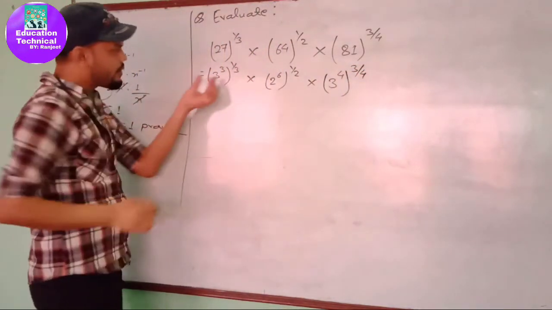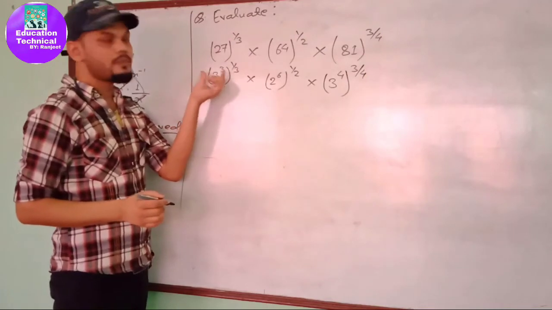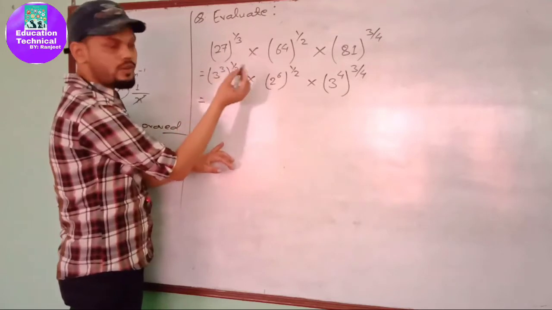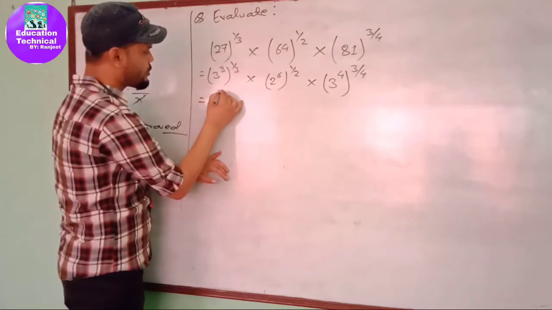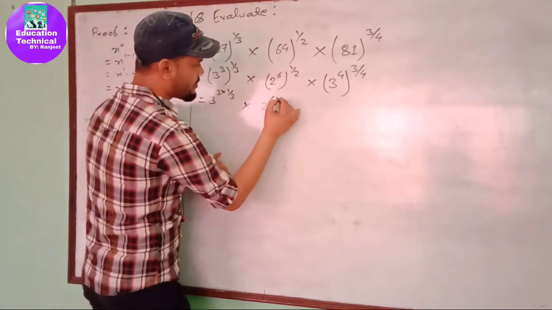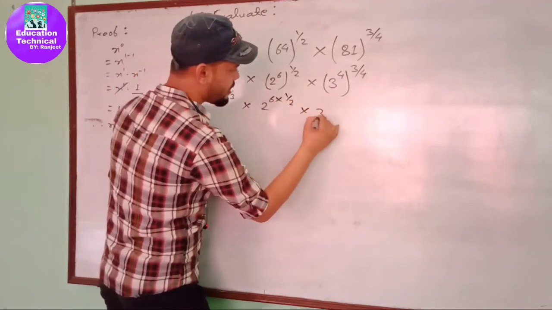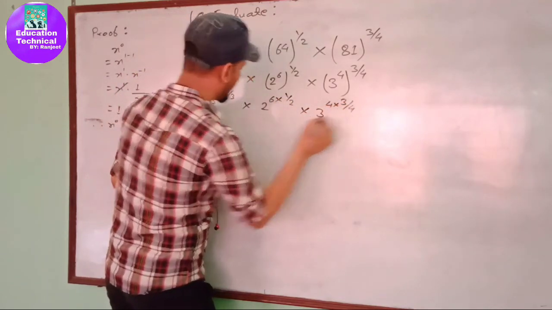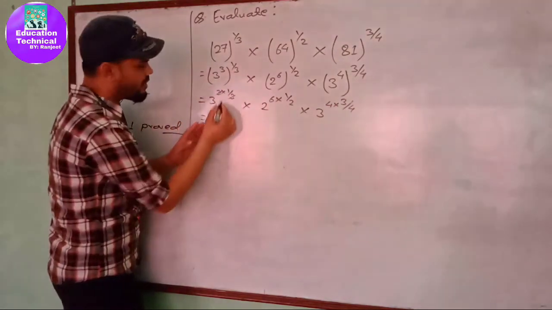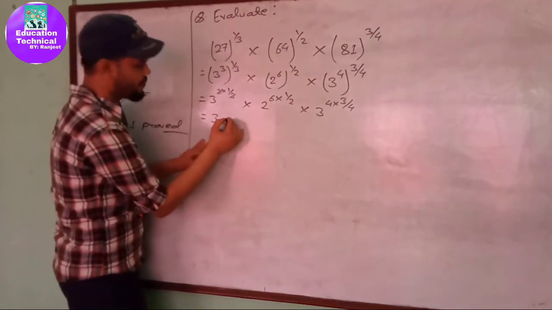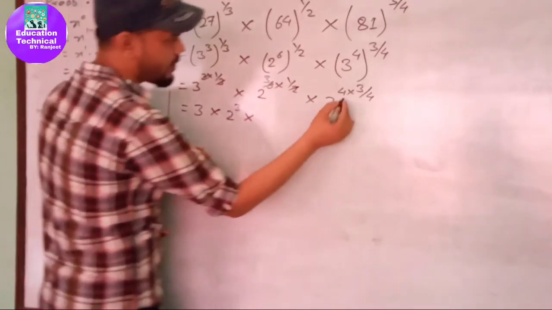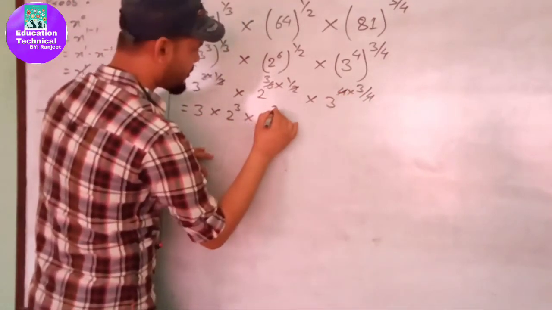Okay. Now it is in the form of power law. That means it shows the power law of index. So according to the power law of index, we have to multiply the powers. So here 3 power 3 into 1 by 3, and similarly 2 power 6 into 1 by 2, into 3 power 4 into 3 by 4. So now this 3 cancels. So right here 3, and the power is 1. We should not write this power as 1. Now 2 power 3, into here this 4 cancels, 3 power 3.